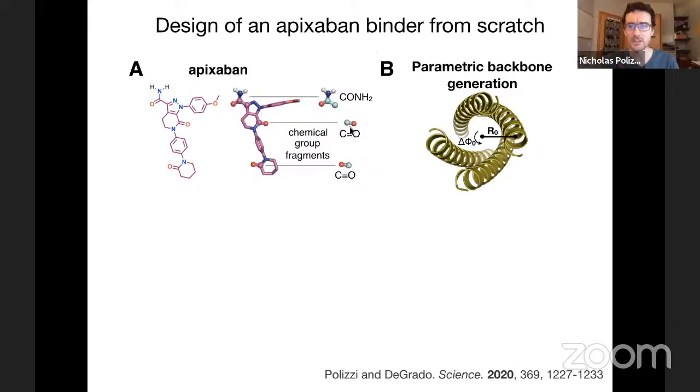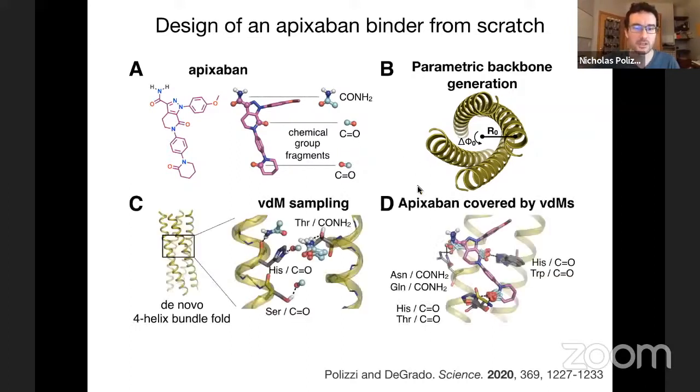Apixaban, again, I break it apart into these 3 different fragments, carboxamide, carbonyl. I was interested in designing a protein completely from scratch, using a protein backbone that was de novo, essentially just derived from a parametric equation, using coiled coils. You can do that with coiled coils. So I focused on coiled coils. I took backbones like 4-helix bundles that I created on a computer, and I started sampling these Vandemers. For instance, here's a histidine, and here's where a histidine could interact with a carbonyl, and here's a threonine interacting with a carboxamide.